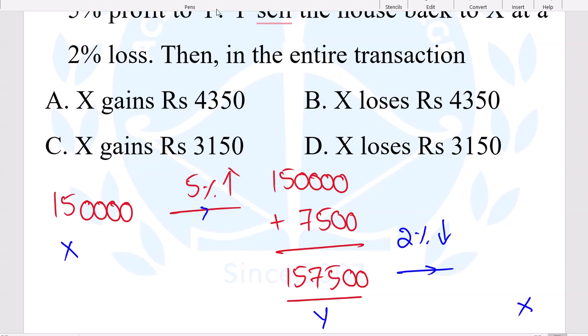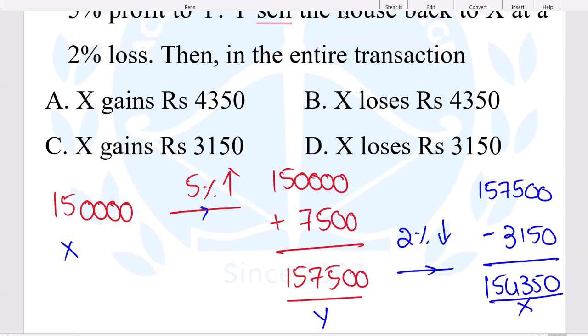Now 2% loss. What is 1%? It is divided by 100. For any value, 1% means divided by 100. What is 1% of this? 1,575. 2% is 3,150. So from 1,57,500, 3,150 should be removed. Y minus loss. Okay, now it is 1,54,350. Initially, the house is with X, worth 1,50,000. Finally, the house is with X only, worth 1,54,350. In this process, X is gaining 4,350. Gain is 4,350, not 3,150. Here you got 3,150, right? That's why they'll keep that value in the options.